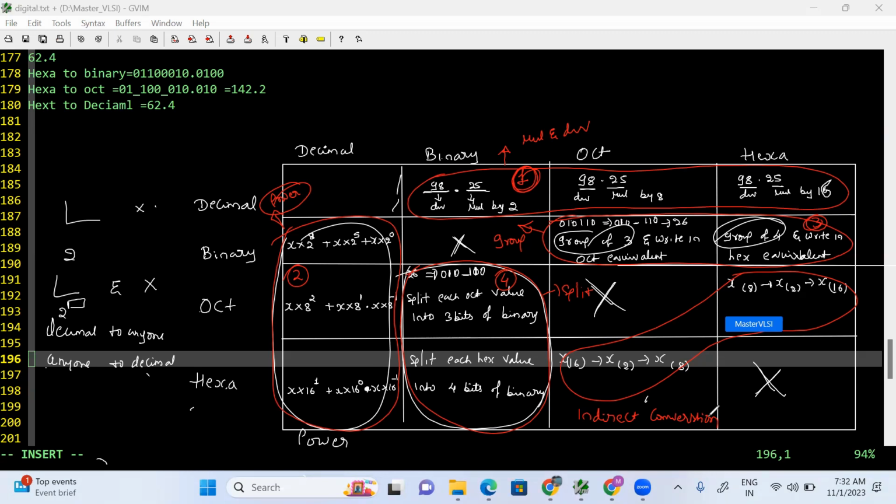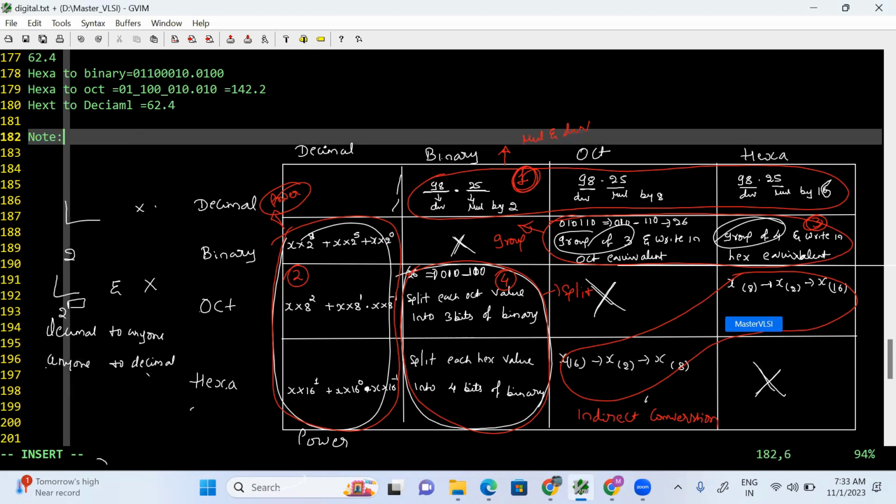So can I make one more comment here? Binary to any one will follow one rule: group of 3, group of 4. Any one to binary, split. They also will follow one rule. Clear? And the remaining is octa to hexa or hexa to octa. Why indirect way? You go through the intermediate binary format, then go to the respective one. Okay, so I'll just write one small note for you.